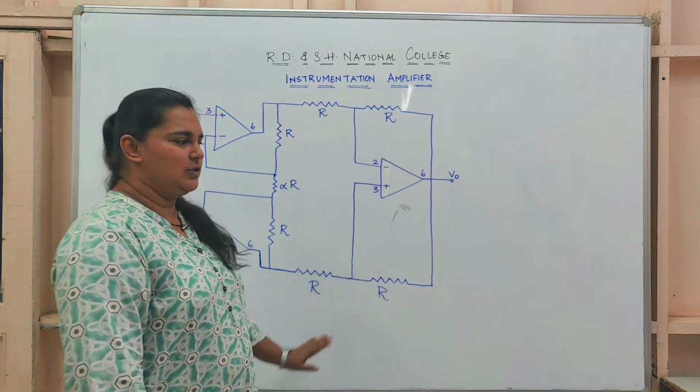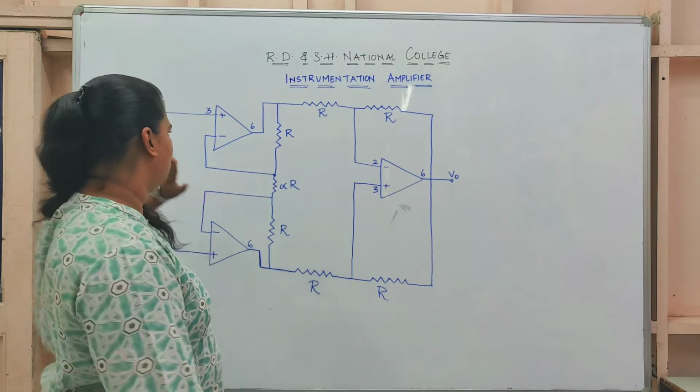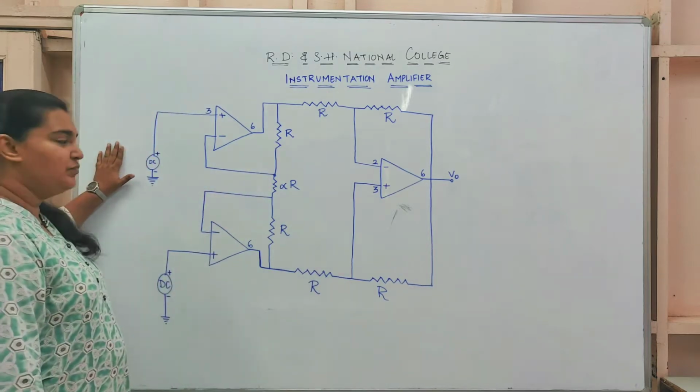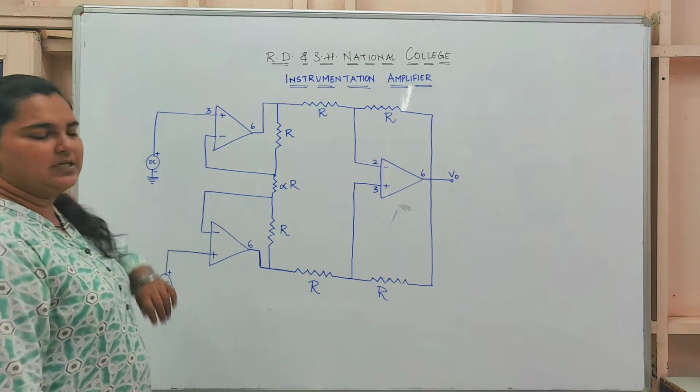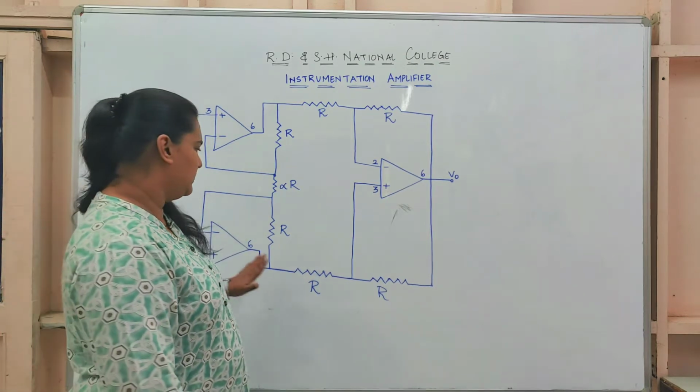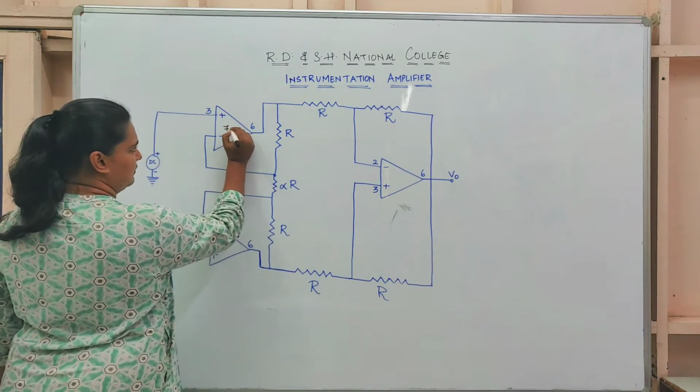Hello all, our topic for today is instrumentation amplifier, and as you can see I have already made the circuit diagram. So what happens in each of these op-amps? Now instrumentation amplifier can be made using separate 3 op-amp ICs. Each of these is an op-amp 741.